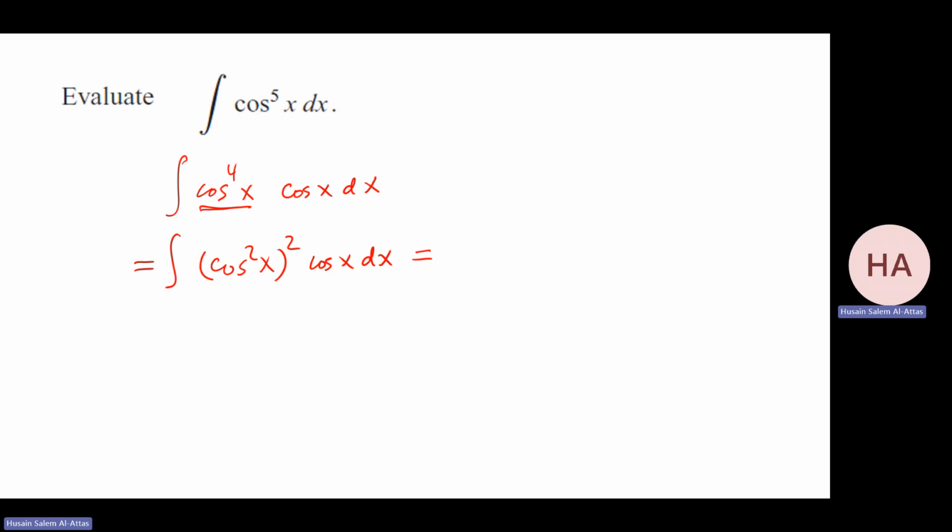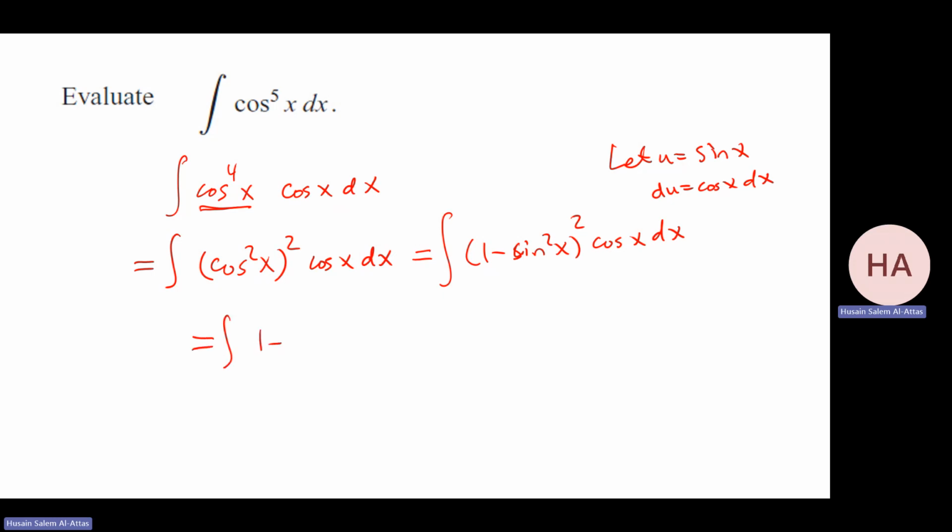Cosine square gives me 1 minus sine square. I don't forget the integral. So 1 minus sine square x, all square, times cosine x dx. So I let u be sine x, du will be cosine x dx. So that will be the integral of 1 minus u square, all square, du. Now I open the square. That will be 1 minus 2u square plus u to the power 4 du.